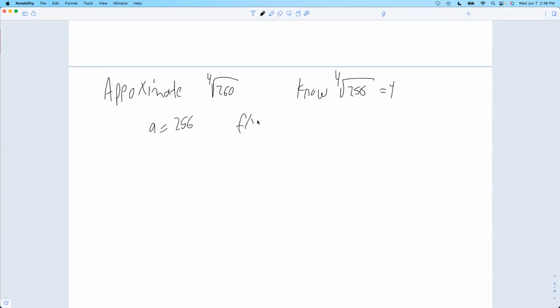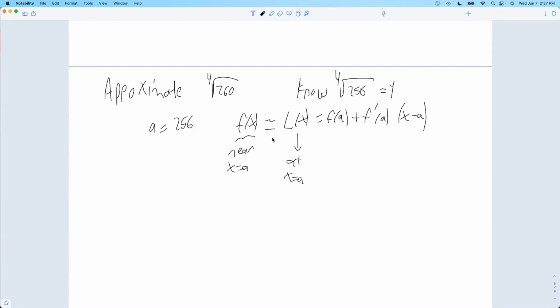Then the function value near a will be approximately equal to the linearization at a, which is the function value at a plus the derivative at a times x minus a. And again, it took me a long time when I was learning calculus to memorize this formula. It took me longer than it should have. This is just the definition of the derivative.